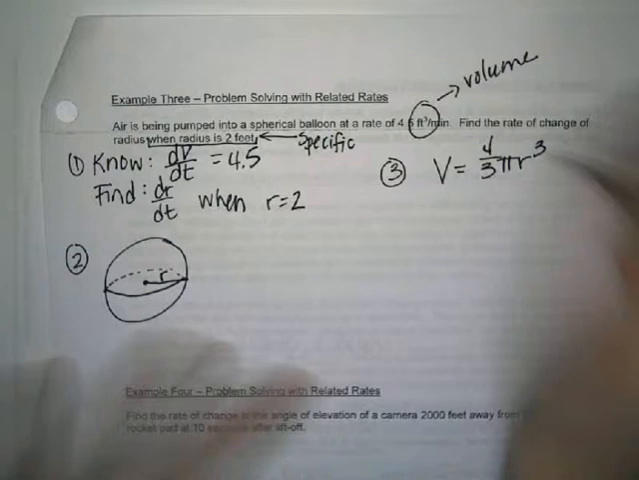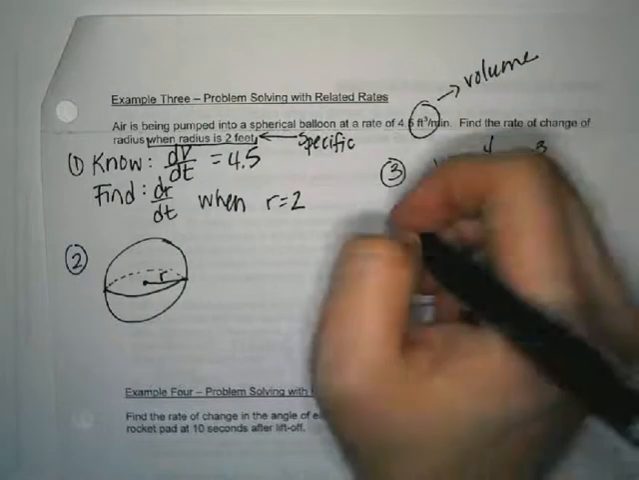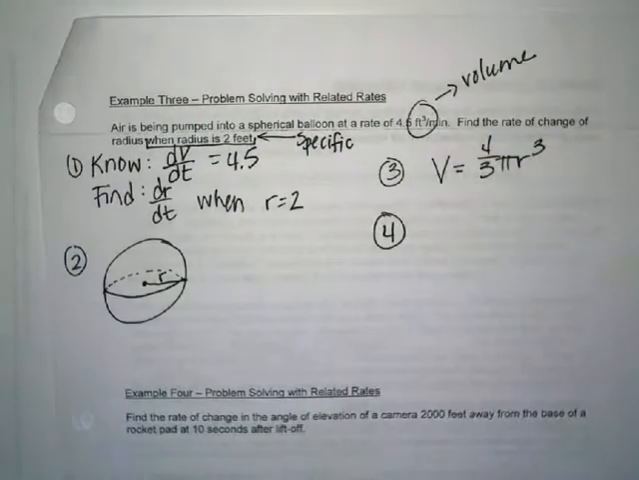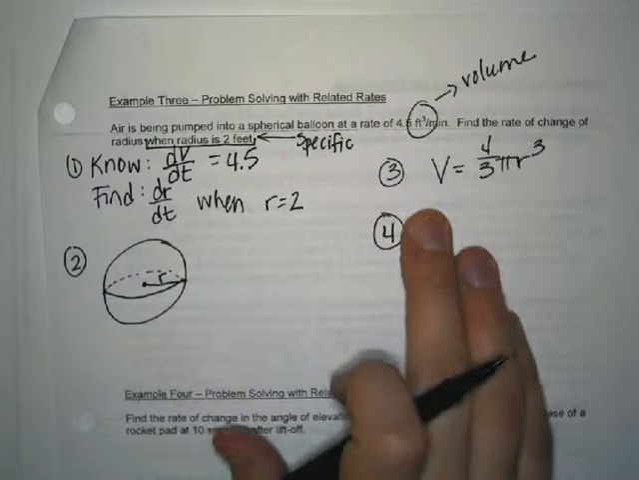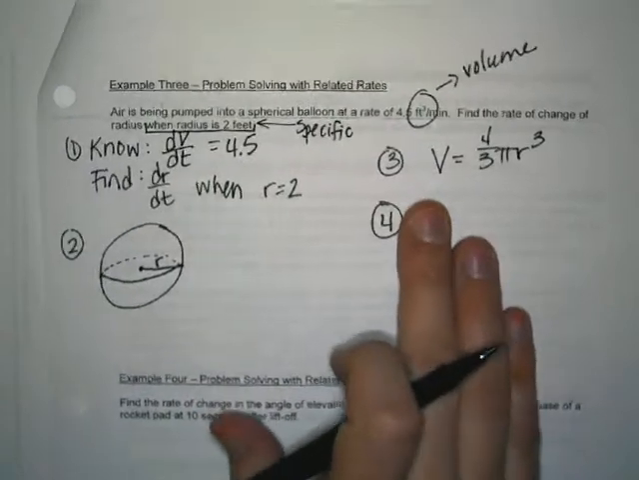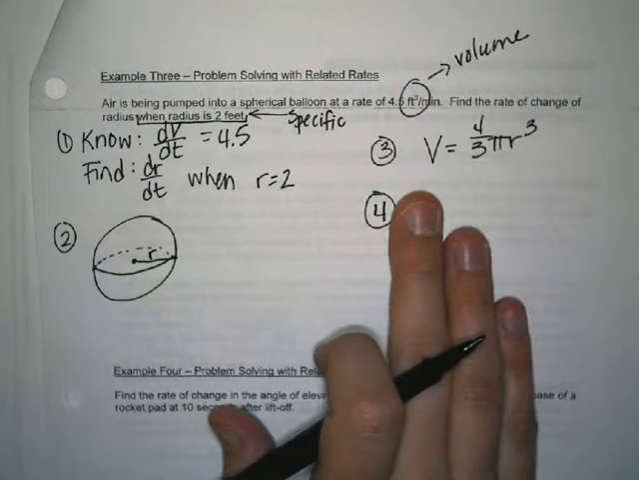We're just starting with the general formula. So the third step is coming up with a formula that relates to everything. Since they gave me a volume rate, we use the volume equation. Then your fourth step is to take the derivative. What's the derivative of v? Because we have to move left to right. What's the derivative of x? 1. So what's the derivative of v?